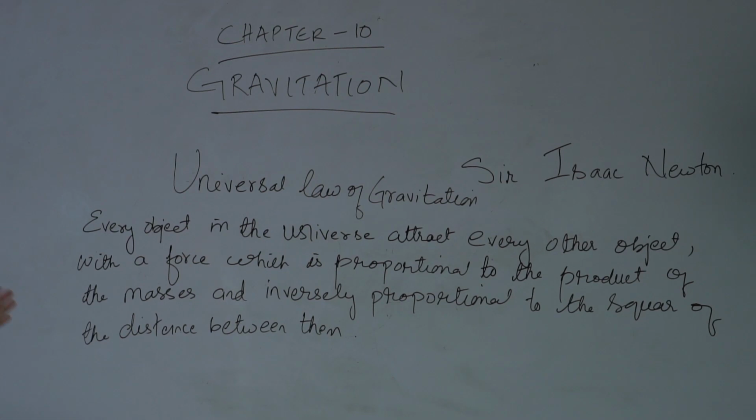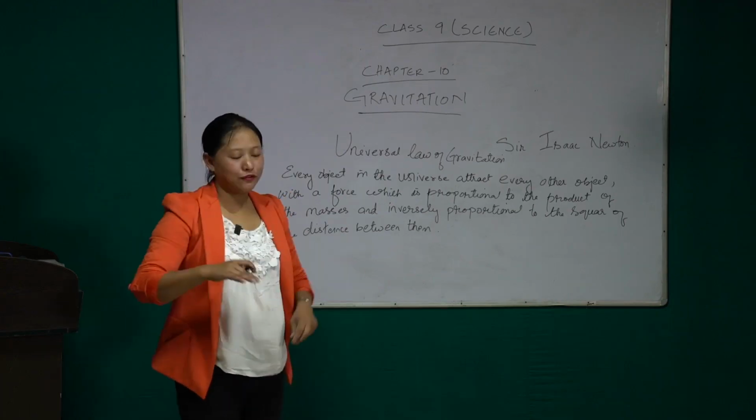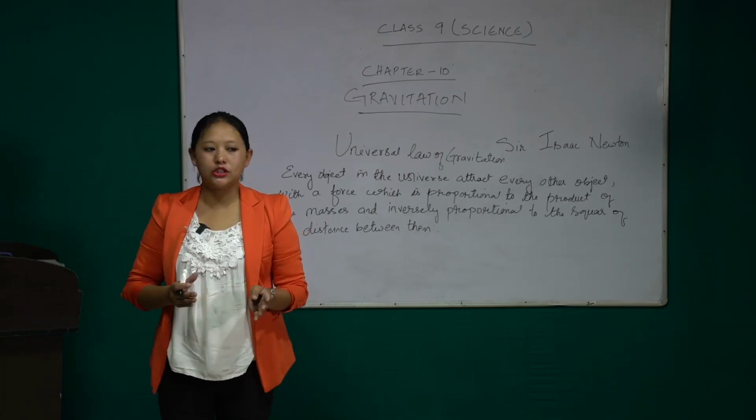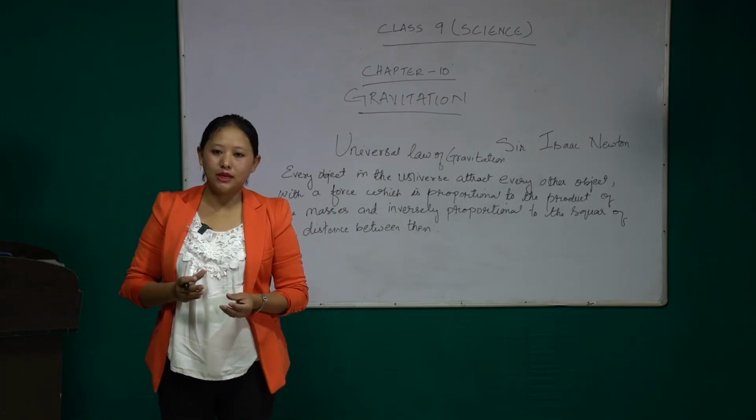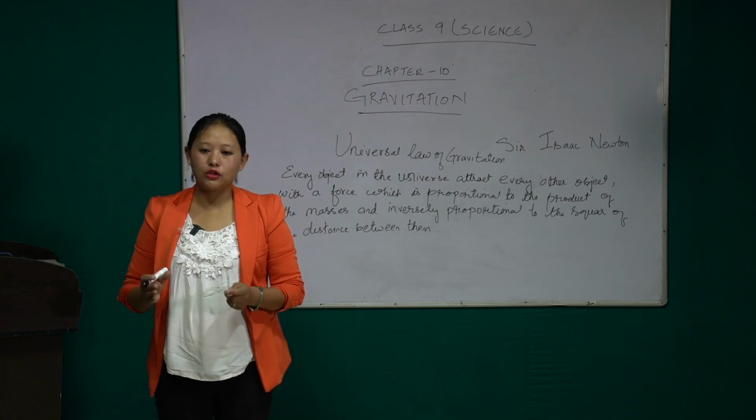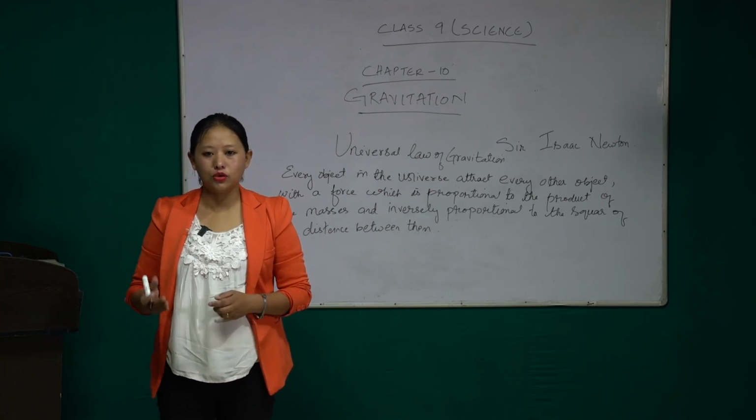So the universal law of gravitation states that every object in the universe attracts every other object with a force which is proportional to the product of the masses and inversely proportional to the square of the distance between them. So that means if two objects are placed very close to each other, since the distance between them is less, the force with which they attract each other will be more.